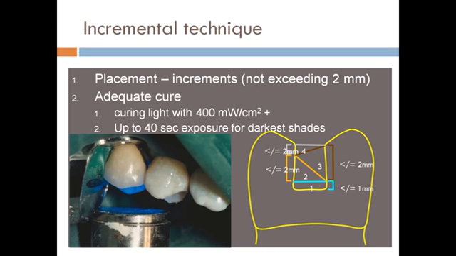But that's still the clinical recommendation, is for you to not involve all the walls at the same time, just to be on the safe side.